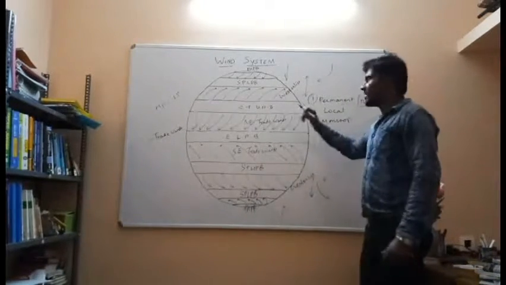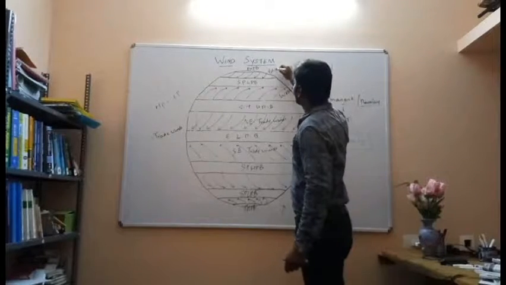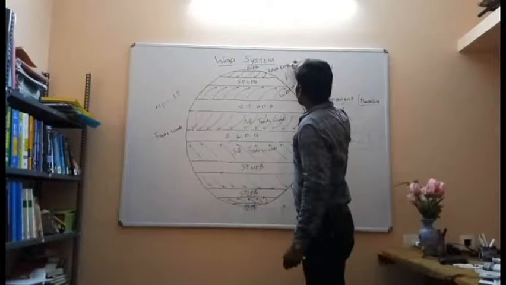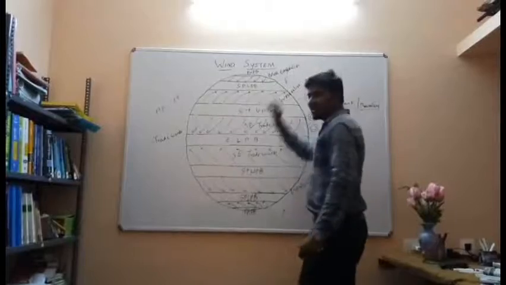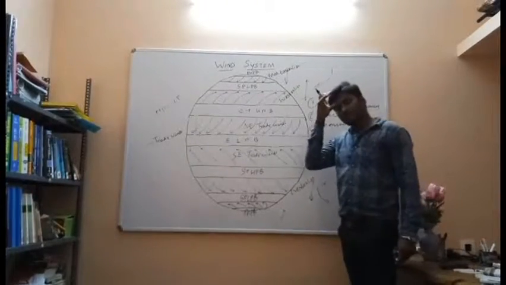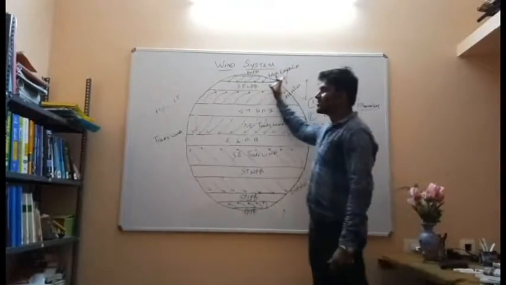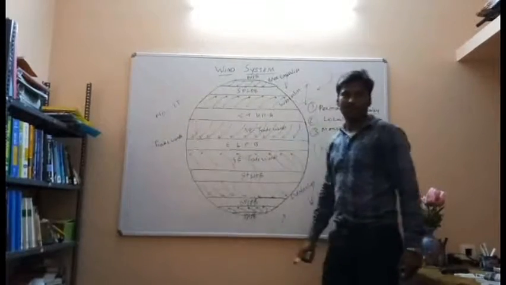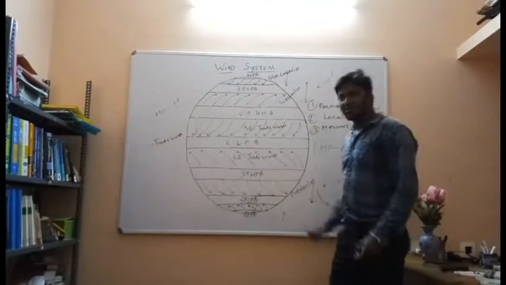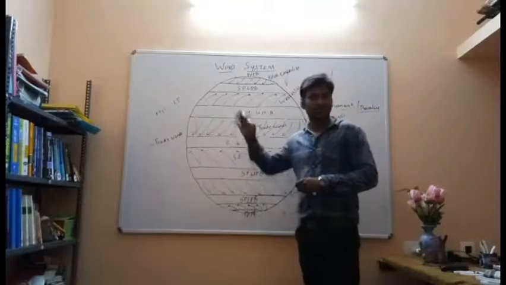So this is the polar easterlies. This type of wind is known as polar easterlies. As it originates in the polar region, that's why it's called polar easterlies. And it is traveling from east to west. So we call them polar easterlies. Right? So this is generally the whole overview about this wind system.